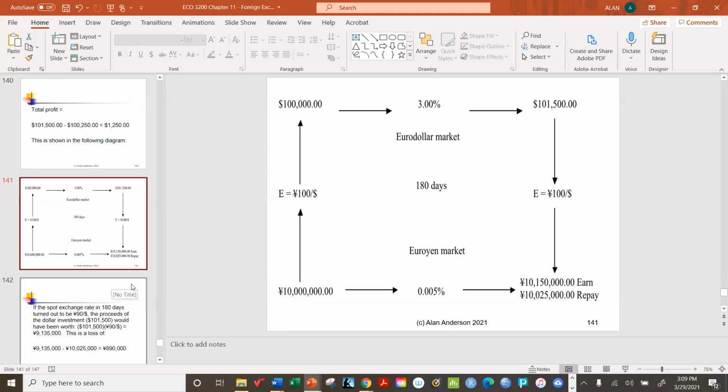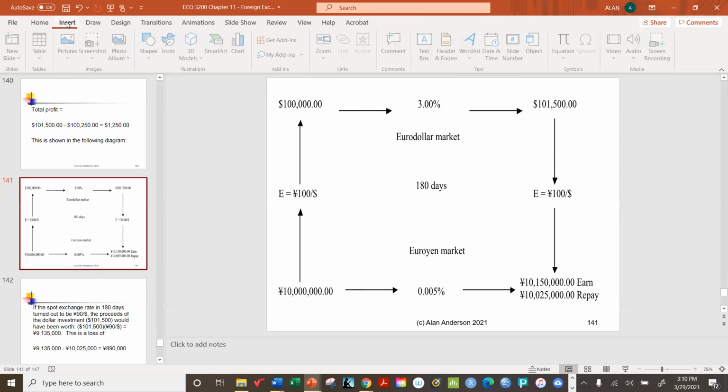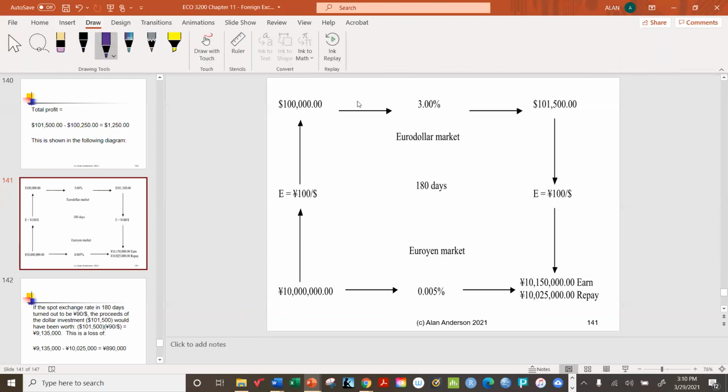But now here's the risk. This is what the traders had to worry about. What if the yen gets stronger in the next 180 days? What would happen differently? Suppose, for example, that instead of 100, the exchange rate in 180 days went down to 90. Okay, and of course that means that the yen has gotten stronger against the dollar. All right, so let's replace this with 90. Okay, so it takes fewer yen to buy the dollar. That means the yen has gotten stronger.